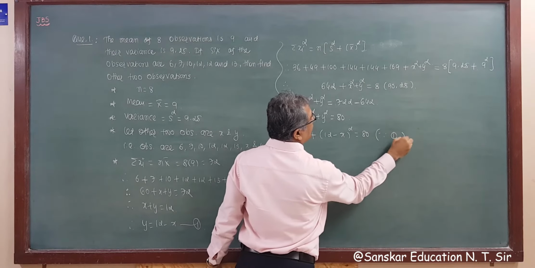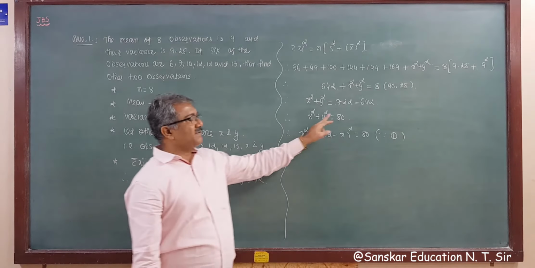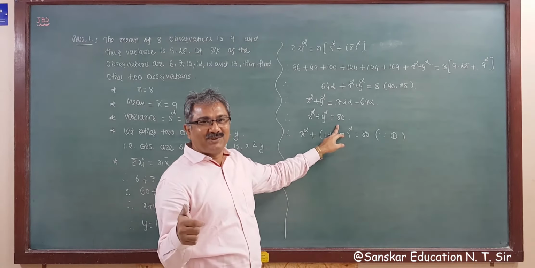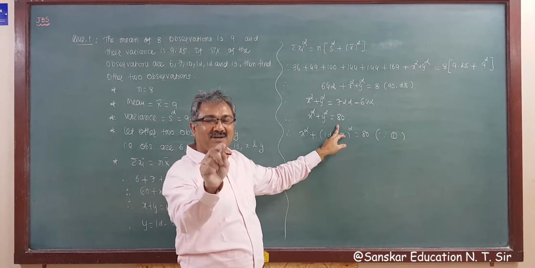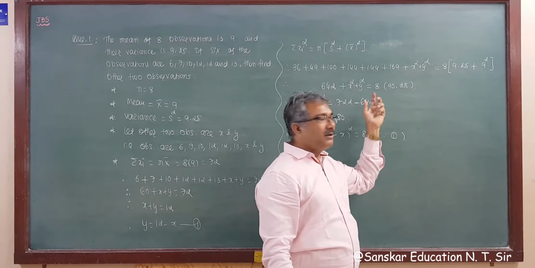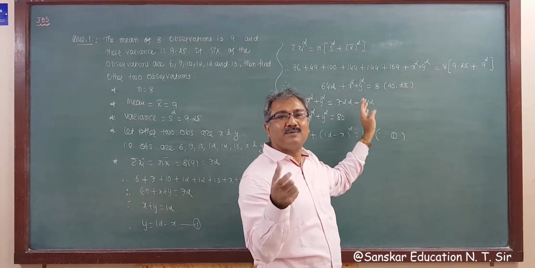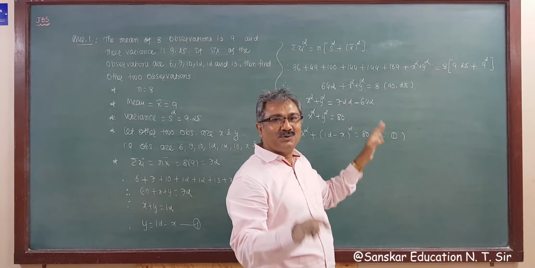This is due to reason number 1, right? Got it? x square plus y square is equal to 80. You never follow me. Okay, no problem. Use a calculator to simplify all this, because I am calculating orally. I know you have to practice for this. Okay, so no worry about this.